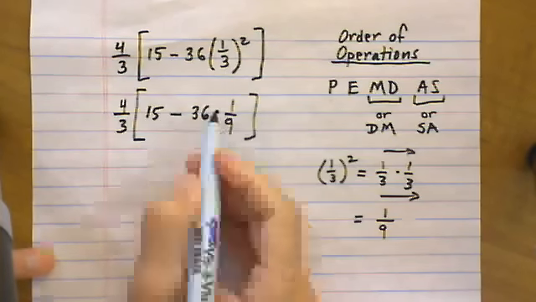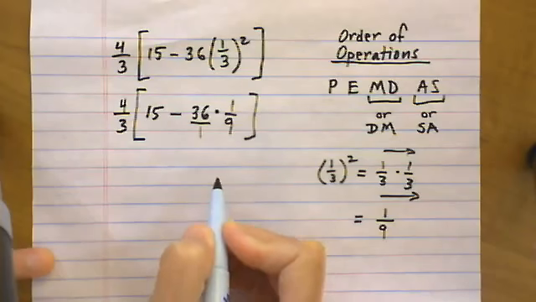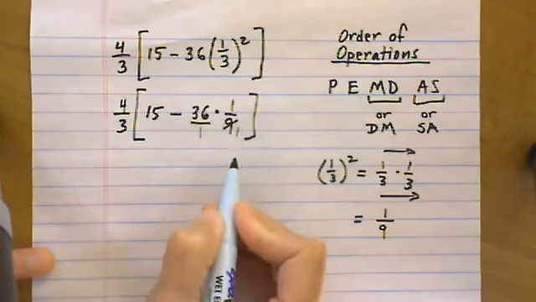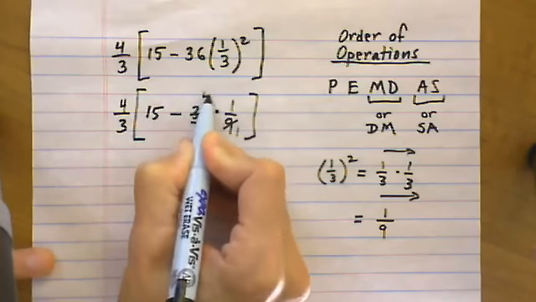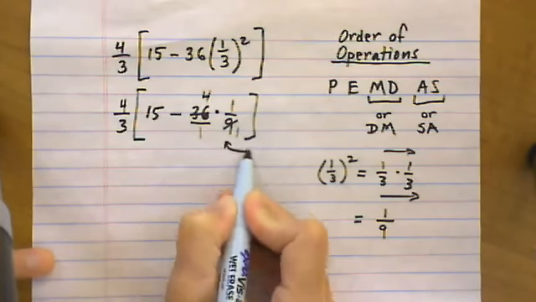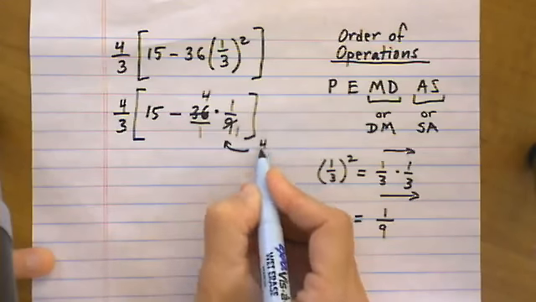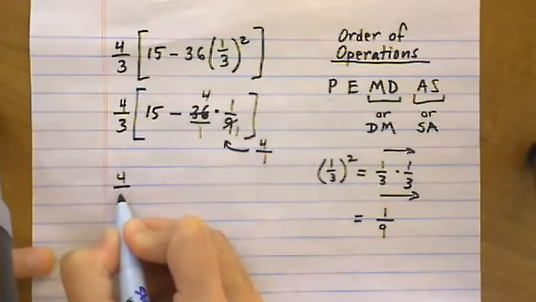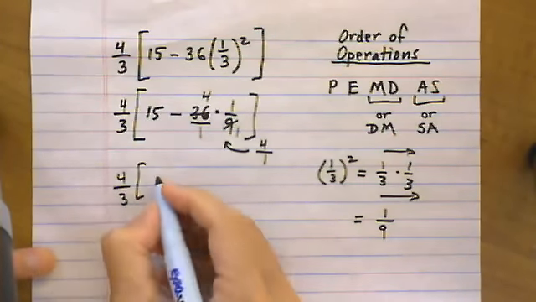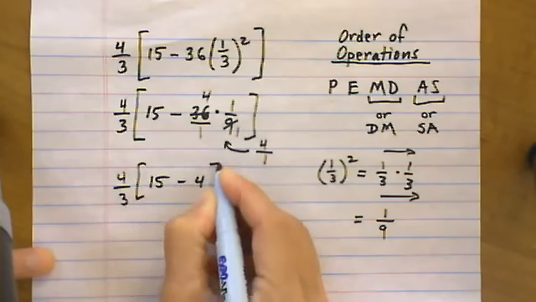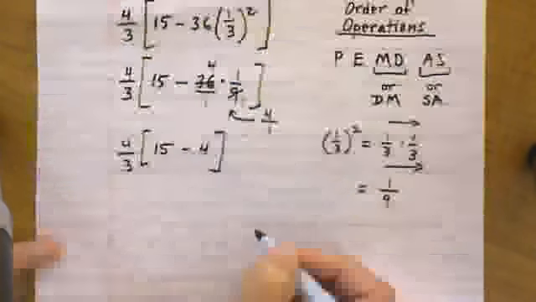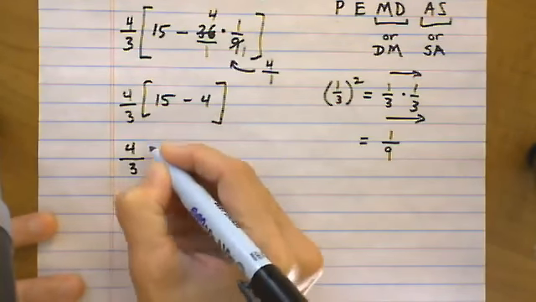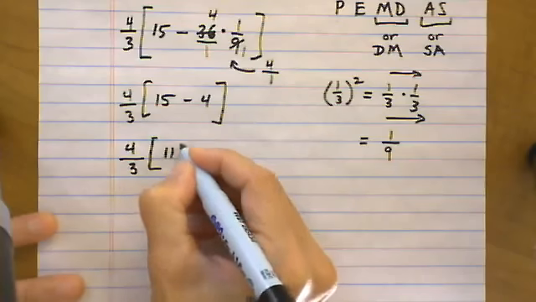For 36 times 1/9, think of 36 as 36 over 1. And we can do some reducing now, because we can divide by 9 and get a 1 on the bottom here, and divide 36 by 9 to get a 4. So that means we get 4 times 1 is 4, over 1 times 1 is 1, or just 4. So let's go ahead and replace that by 4. So we get 4/3 times 15 minus 4. And now we go ahead and do the subtraction. So again, just tag along the 4/3 times 15 minus 4 is 11.